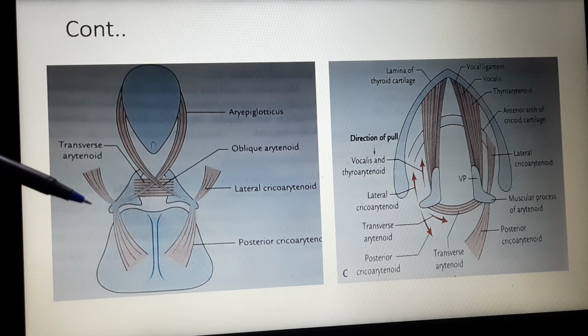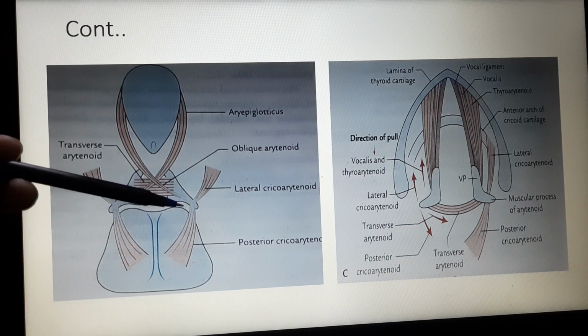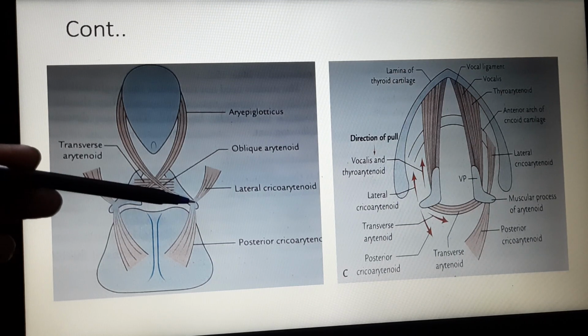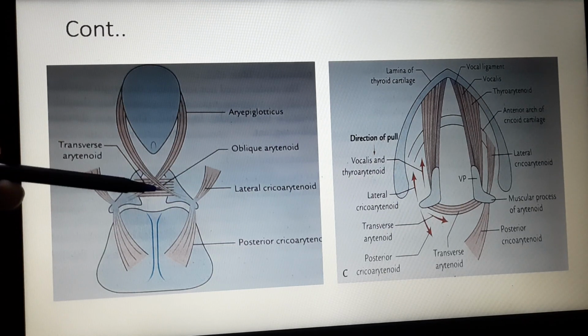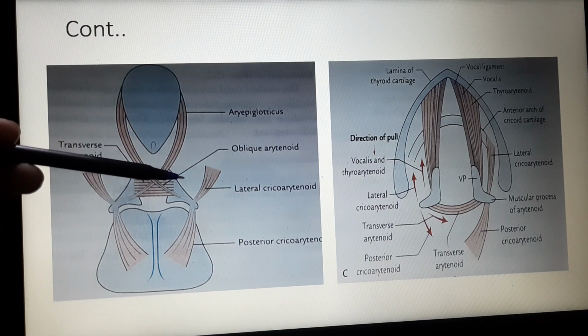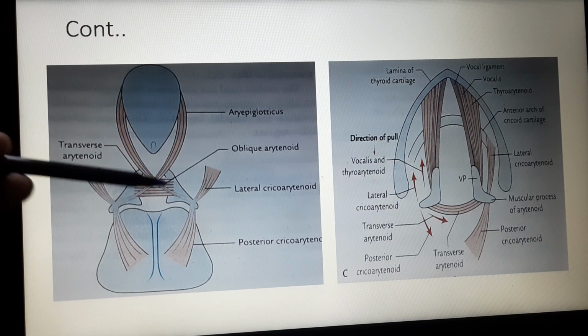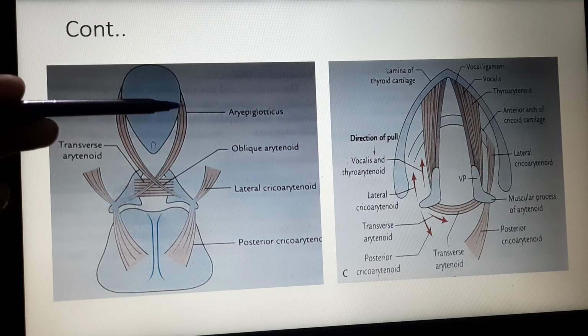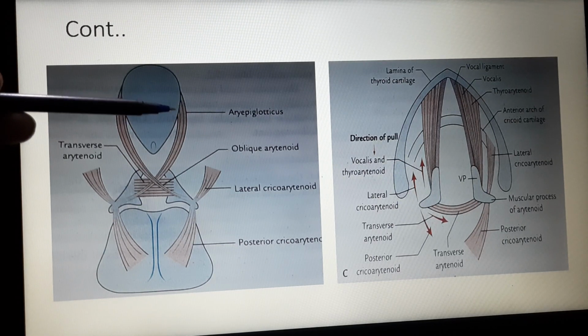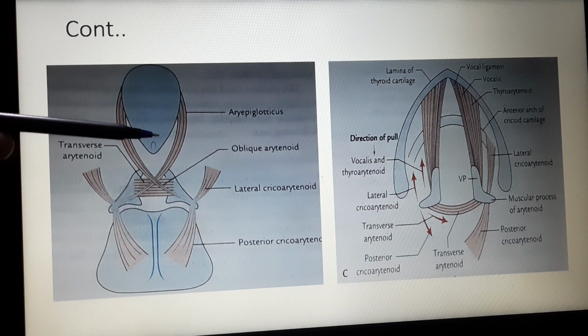So in summary, you can say that the posterior cricoarytenoid muscle causes abduction of the vocal cord. The lateral cricoarytenoid and transverse arytenoid cause adduction of the vocal cord, and oblique arytenoid and aryepiglotticus cause closure of the laryngeal inlet.